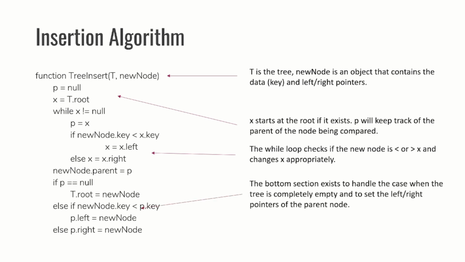Now in this bottom section, this is at the end once we've found the insertion point. If P is equal to null, that means there's actually nothing in the tree, and so we need to create the root node. Otherwise, we're going to create the node to the left of the parent if it's less than it, or to the right of the parent if it's greater than it.